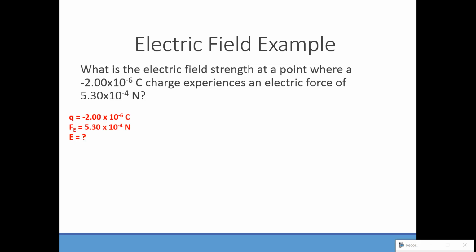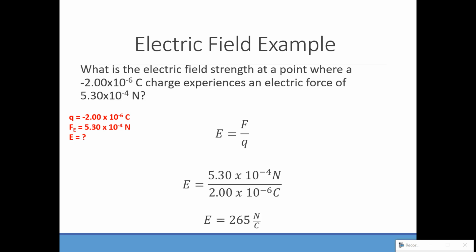So what we have given is the charge Q and the force F. We're trying to find the electric field E. So we're going to use the equation we just introduced. It said electric field is equal to force divided by charge. And if we plug in our values, 5.3 times 10 to the -4 newtons and 2 times 10 to the -6 coulombs, and divide the two, you end up getting an electric field strength of 265 newtons per coulomb.